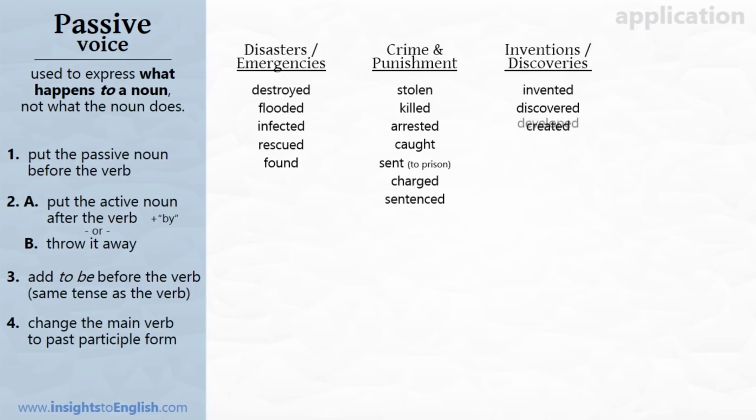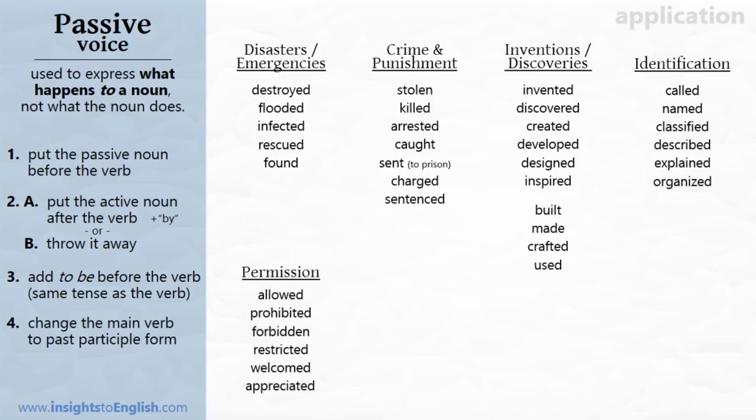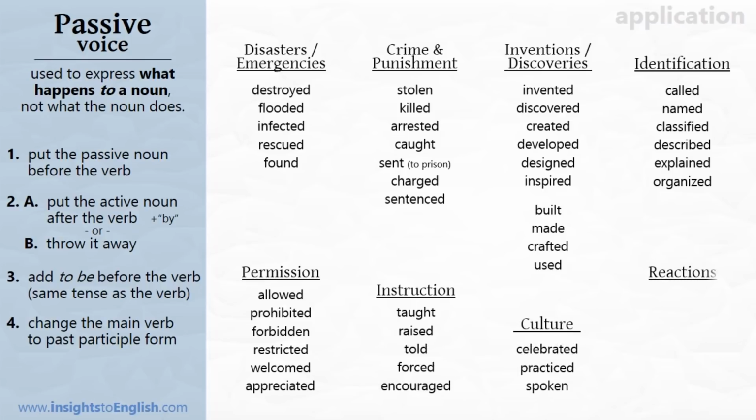Inventions and discoveries, or where things come from, how they're used, what they're made of, things like that. Okay. Other things include what you call things, what others let you do, even what you were taught by parents or teachers, or customs and languages in different cultures and countries. Wow, that's a long list. Yeah, so you can see it's really useful to know the passive voice. And now I know it. Yay!